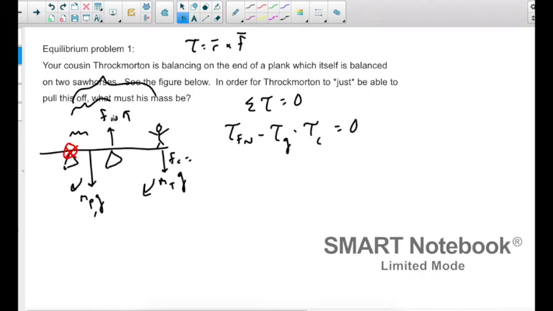So let's do this one first, the normal force torque. We know that's the force as a cross product with the r vector, which is just the distance right here. And that's easy. We know that the sawhorses are 1.5 meters apart. We were told that information earlier. I know that's a right angle. So the torque due to the normal force from this sawhorse must be the normal force times 1.5, minus the torque due to gravity.